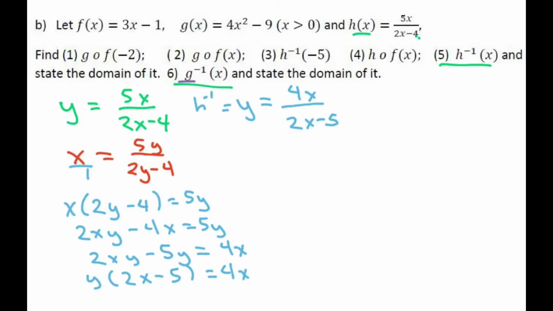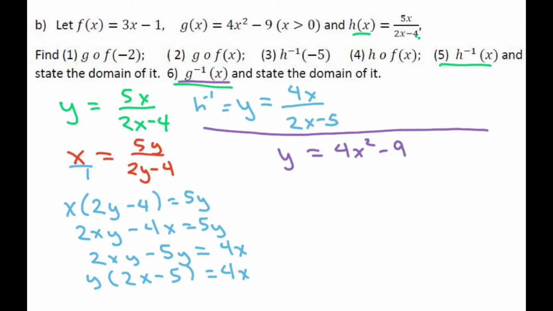Now the second one is this one, so we'll start with that. Start here: y equals 4x squared minus 9, where x has to be positive on this one. Switch the x and the y's, and then you solve for y.